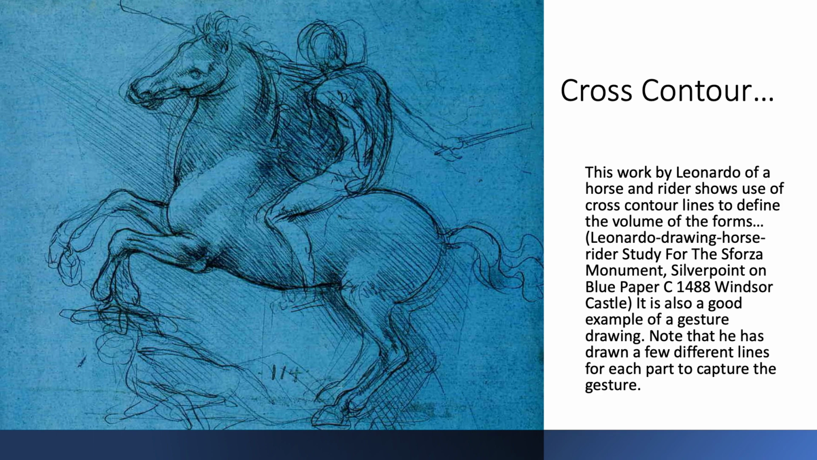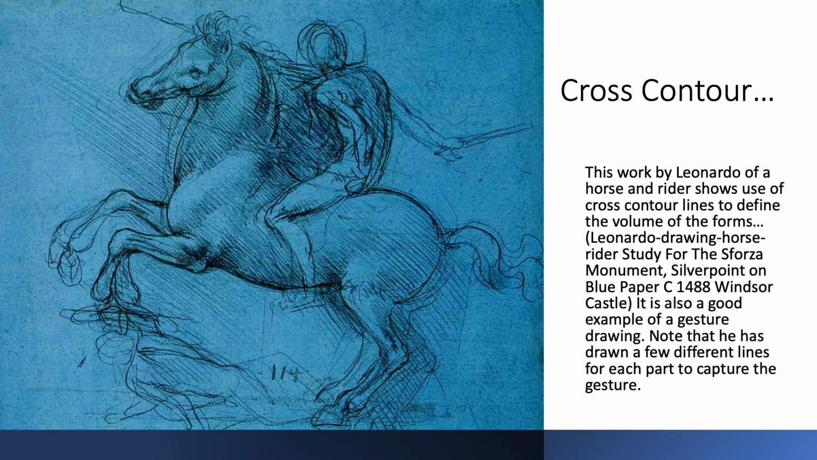This work by Leonardo of a horse and rider shows the use of cross-contour lines to define the volume of the forms. This was a study for a Sforza monument that he worked on, and it was silverpoint on blue paper, which is really beautiful, the blue background with what looks like ink on top. It was done in 1488, and it's in the Windsor Castle collection. It's also a good example of a gesture drawing.